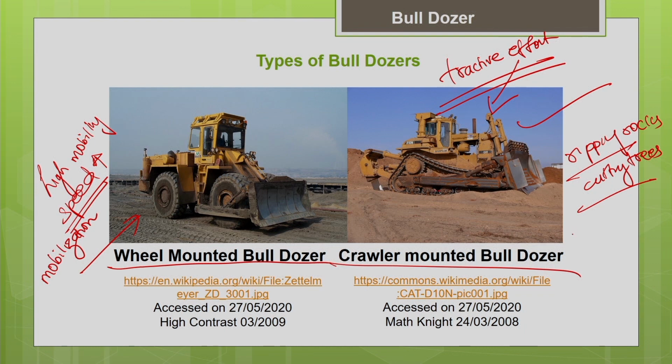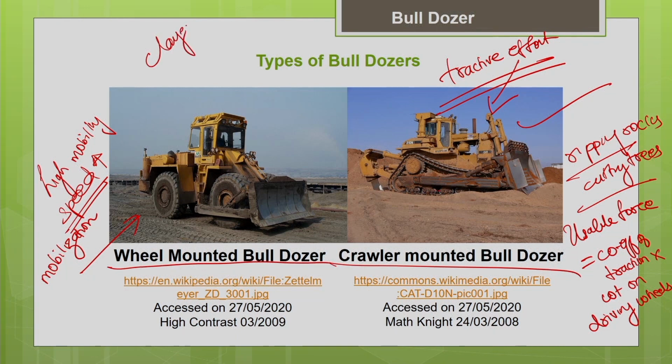We know that already how to estimate the usable force. The usable force is nothing but your coefficient of traction multiplied by weight on driving wheels. So compare two cases, two different types of bulldozers you have with two different mountings. Say one is wheel mounted, other one is crawler mounted. Assume that both are of same weight. The gross weight of both the machines are same.